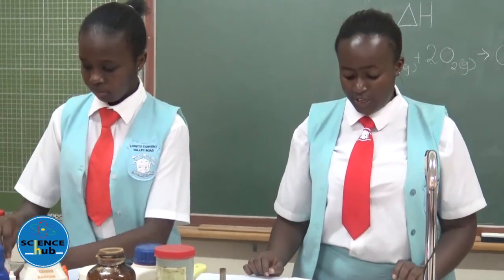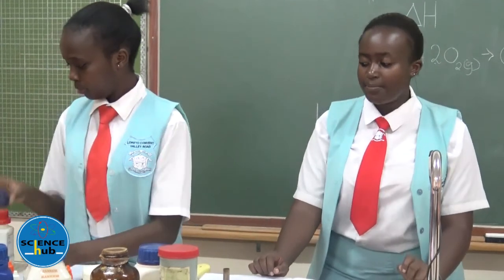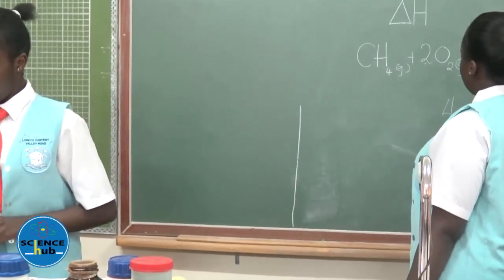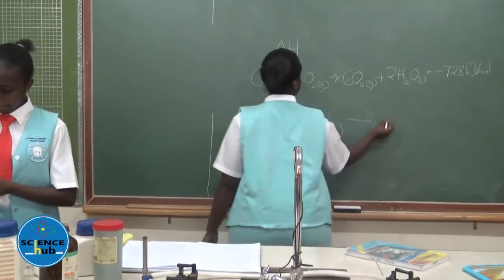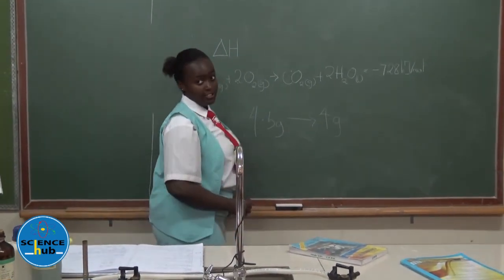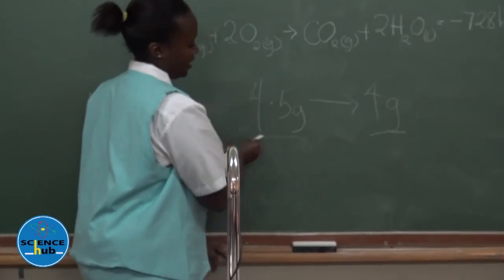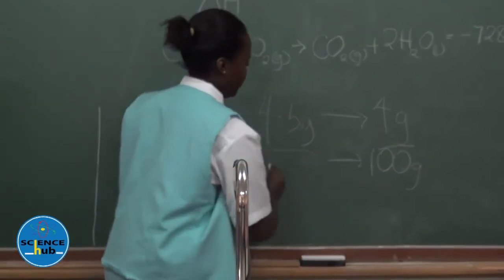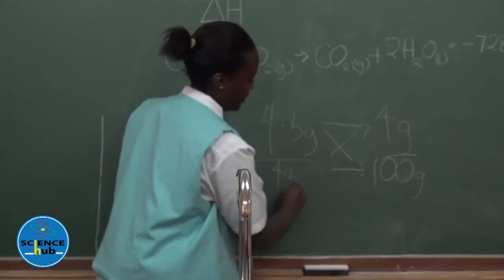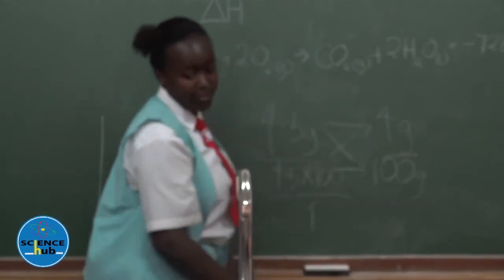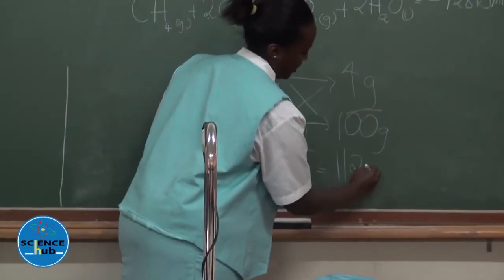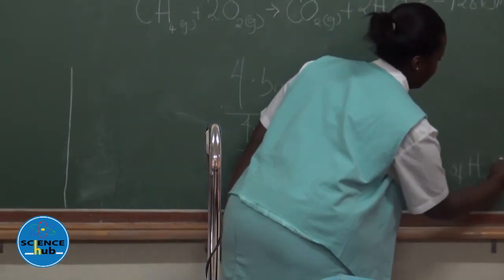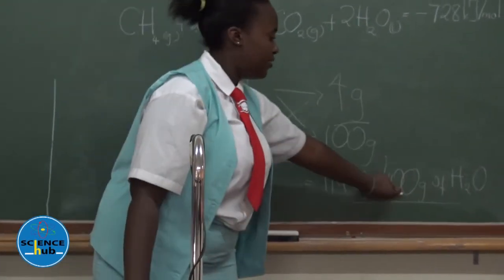So while you're doing this, you're supposed to record the temperature, but time is not indicated. For example, if you're given a solid that dissolves at 4 grams at this specific amount of solute, you're supposed to get how much will dissolve in 100 grams. So it's 4.5 times 100 divided by 4. And with this, we're going to get the answer is 112.5 grams per 100 grams of water. In solubility, every soluble thing should be equivalent to 100 grams of water.